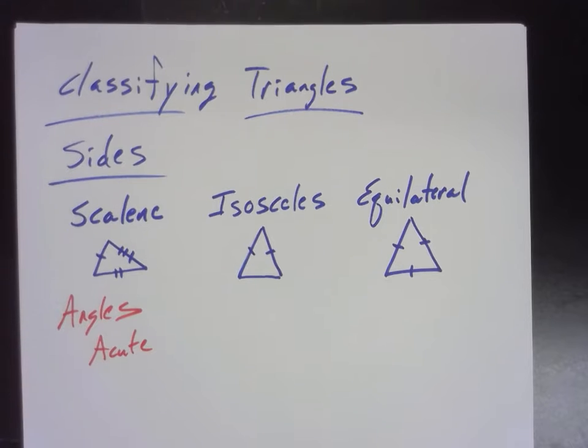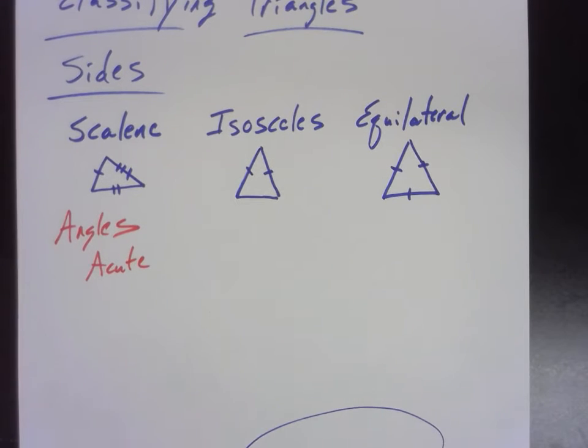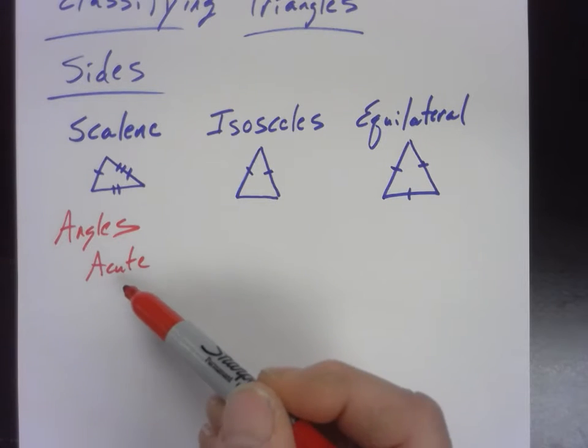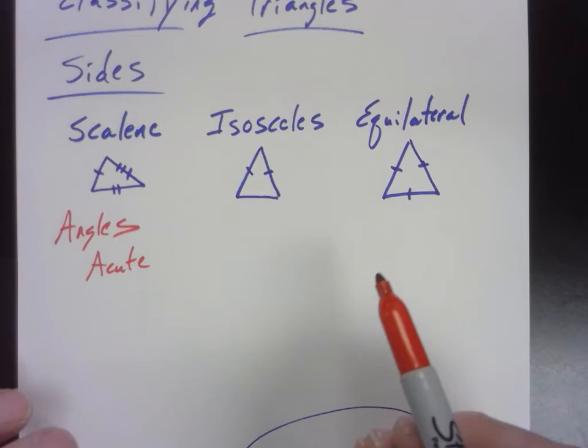What do you think? All three angles are acute. Acute meaning they're less than 90. Are they also greater than 0? Yes. So is an acute angle between 0 and 90 degrees? Not just less than 90. It can't be negative 40, can it? So an acute triangle is just something where all of the angles happen to be less than 90 degrees, and greater than 0.